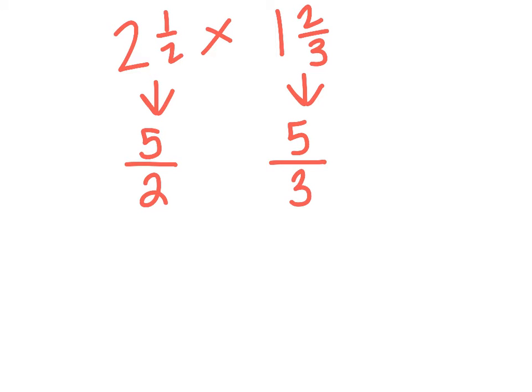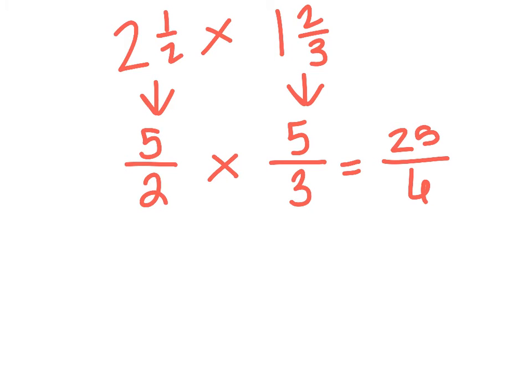Now we know if we have improper fractions, or if we have a fraction without a whole number in the front, we can simply multiply across. So we can say 5 times 5 is 25, and 2 times 3 is 6.